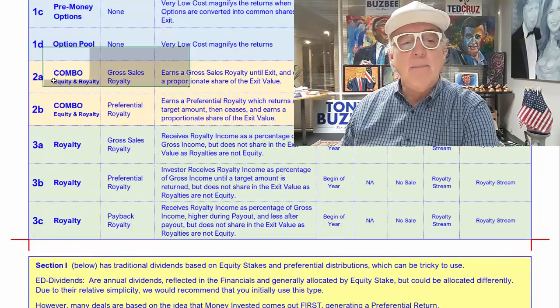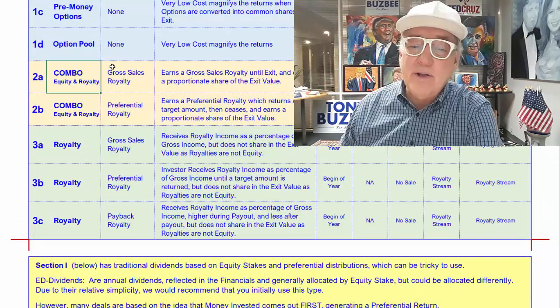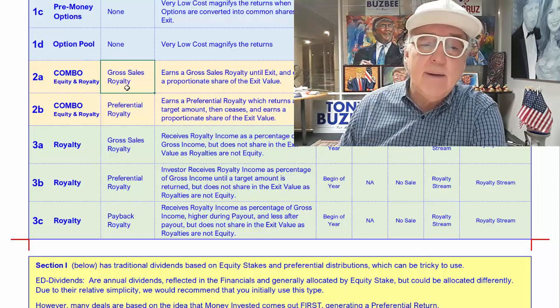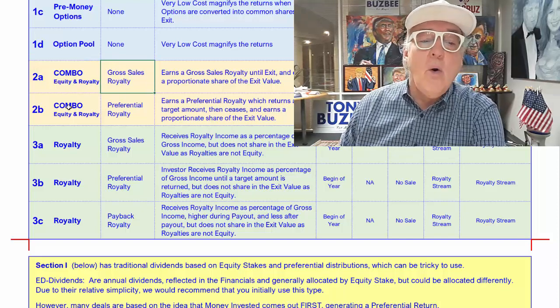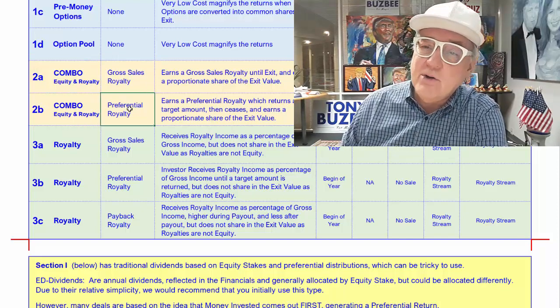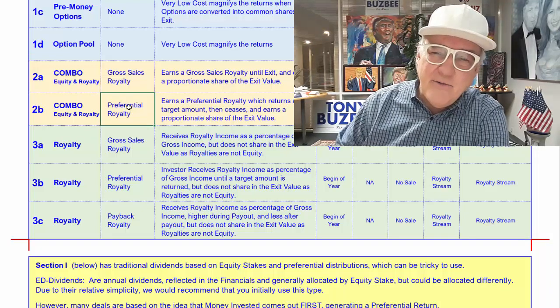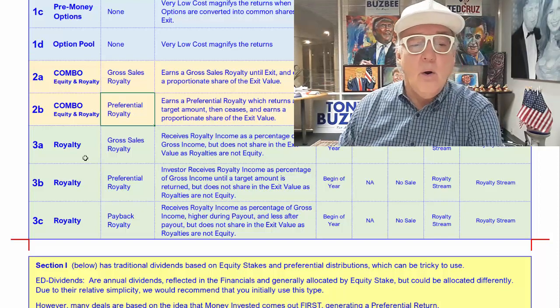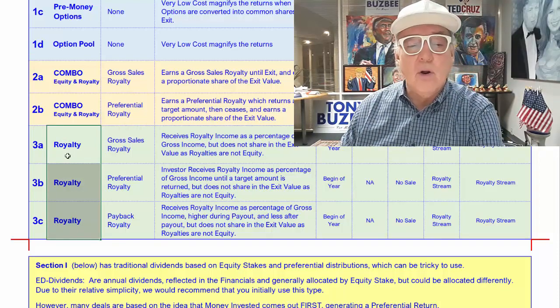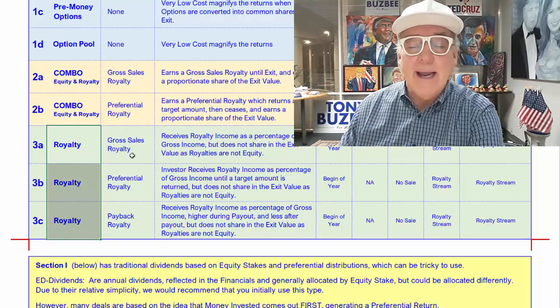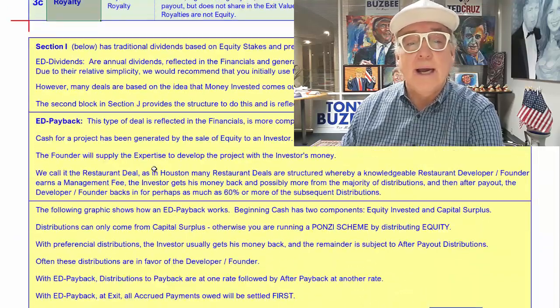Come down here, we have a combo. What's a combo? Well, you could put an equity deal with some gross sales royalty, or you could do a combo deal with a preferential royalty, which is kind of a limited royalty. You get a certain amount of money and then it quits. Or you could just go down and do a pure royalty. As we progress, you can see that we can do all kinds of things.